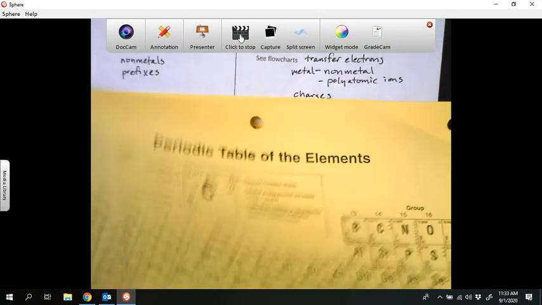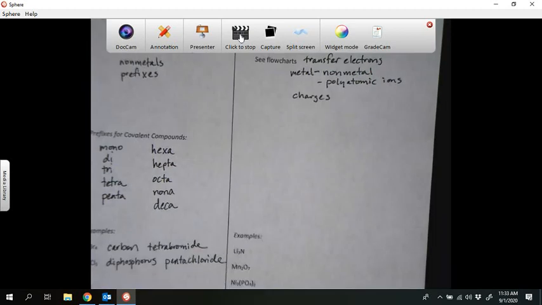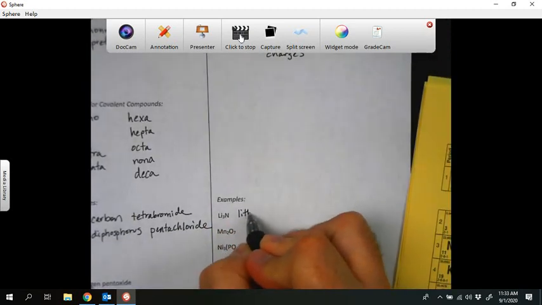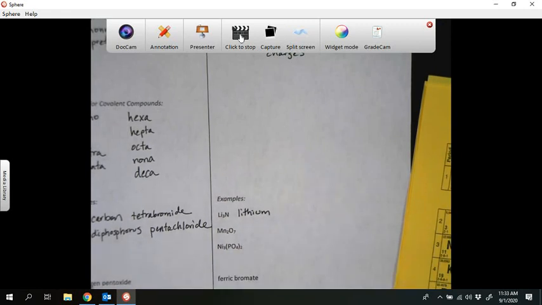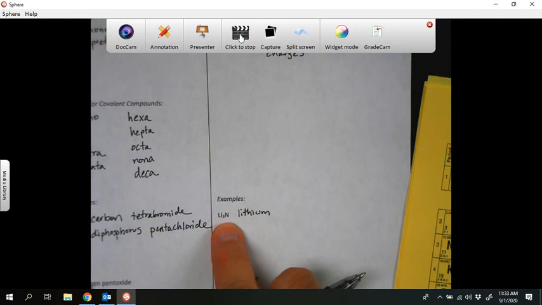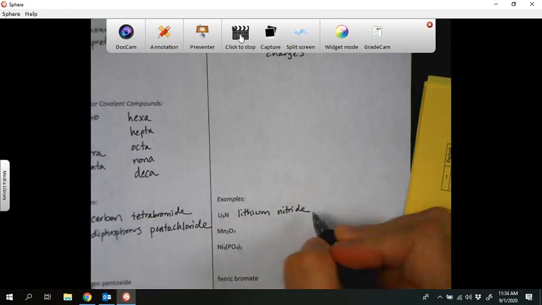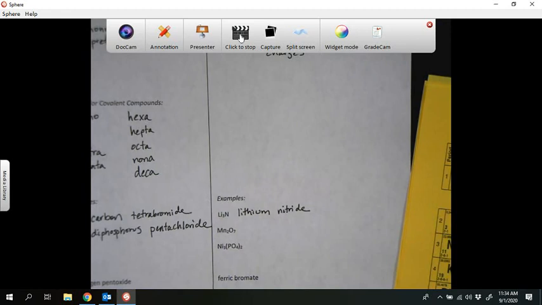No prefixes. So with that, Li3N, we name the cation, lithium, and then the anion, the N, nitrogen becomes nitride, no prefixes. Lithium nitride is its name.